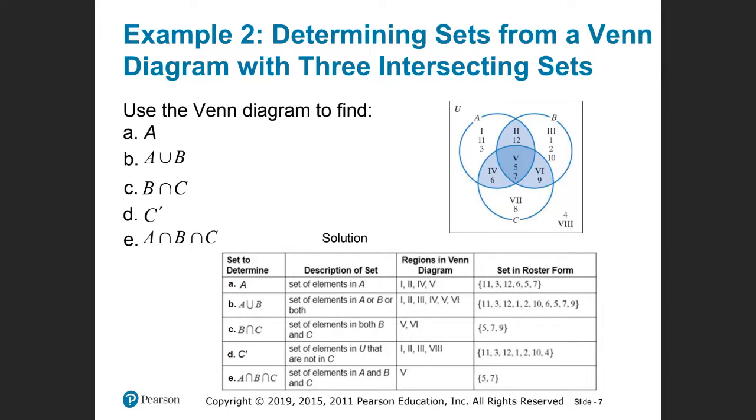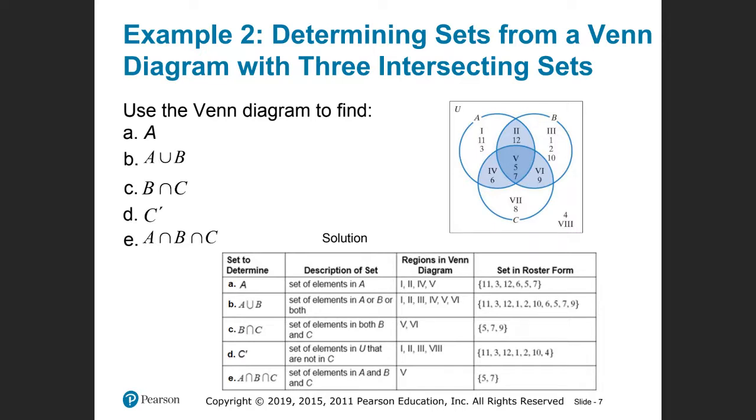Then we have a description of the set. A represents a set of elements in A. And so referring to the Venn diagram, we see that the elements in A are in regions 1, 2, 4, and 5. So writing those in roster form, which means that you list all the elements, we have 11, 3, 12, 6, 5, and 7. And typically, when you have completed this problem, you would write them in numerical order, going from the smallest to the largest.